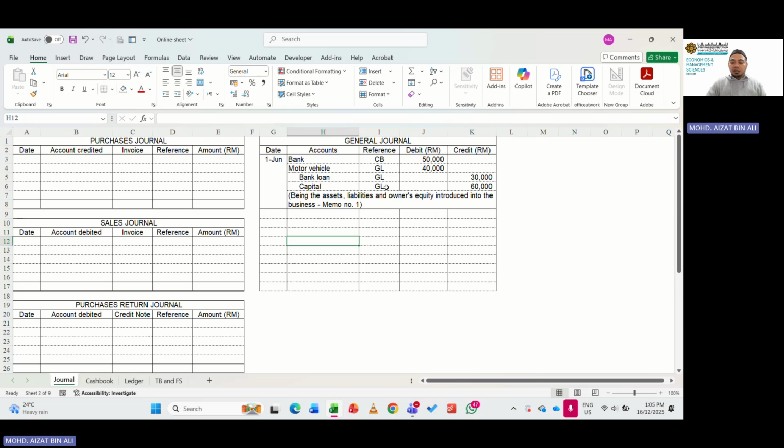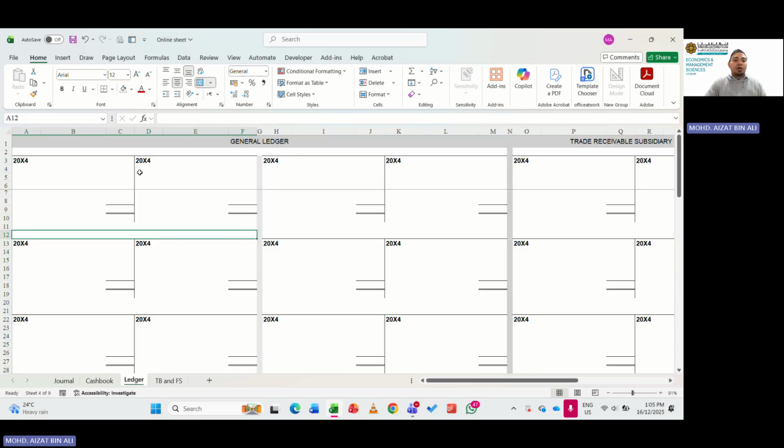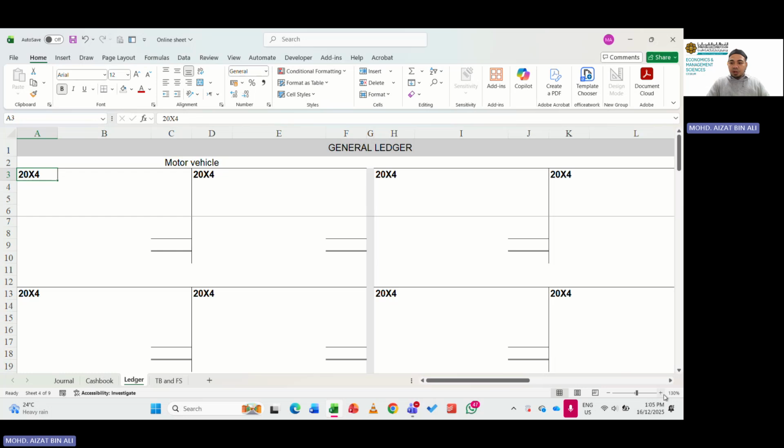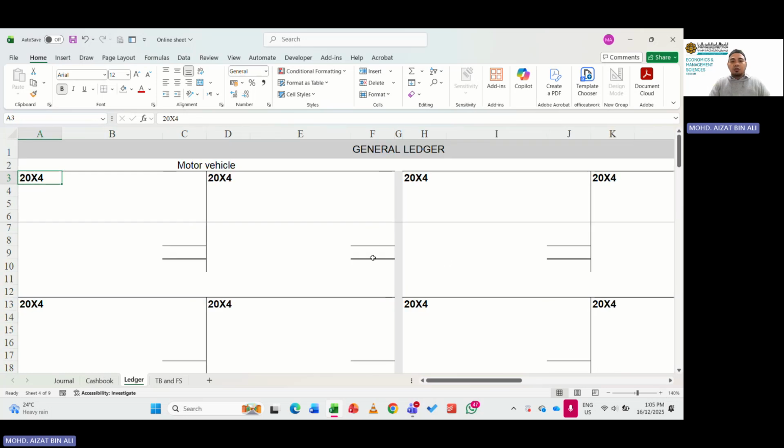Everything else is in the GL, general ledger. So let's go to our GL, ledger. Firstly, let's open the motor vehicle account. Sorry, I think it's better for me to make this bigger as well. I think this is better, right? Motor vehicle account.